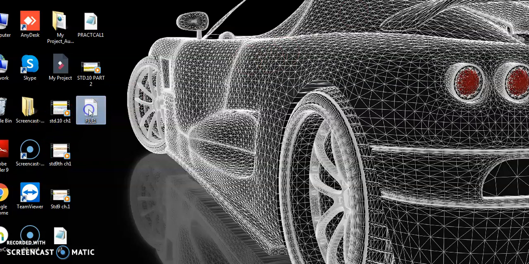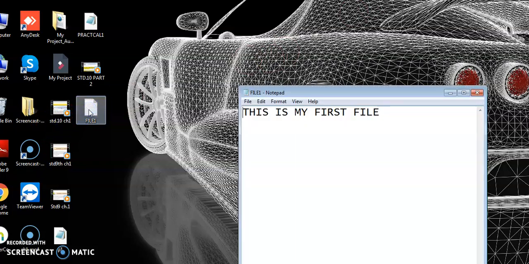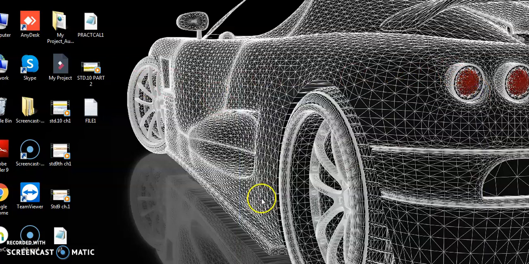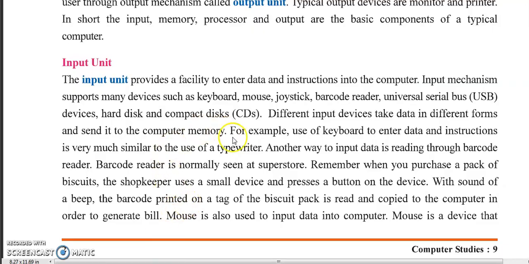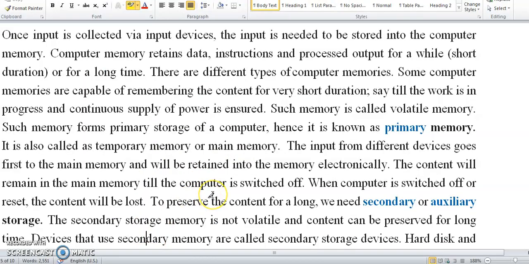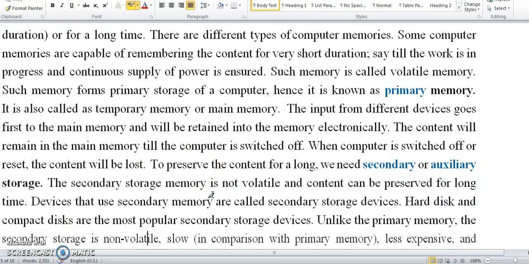Are you able to see file 1? See, this is file 1. So this way we are able to store data for future purpose with the help of computer memory. We save that file. So there are two types of memory: primary memory and secondary memory.